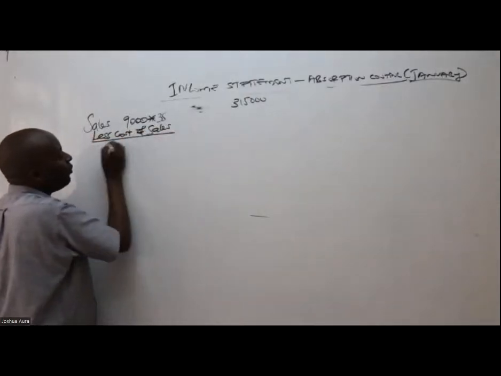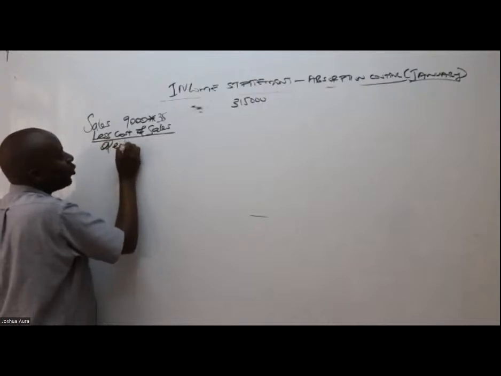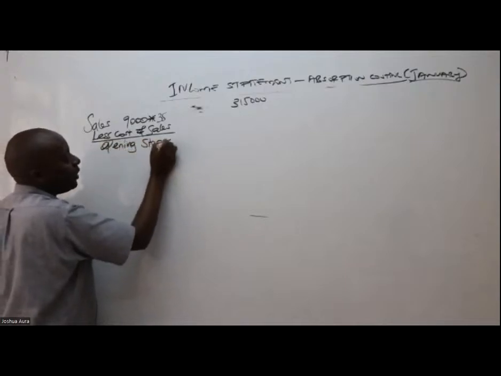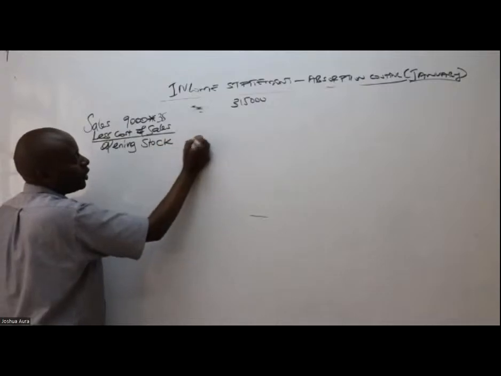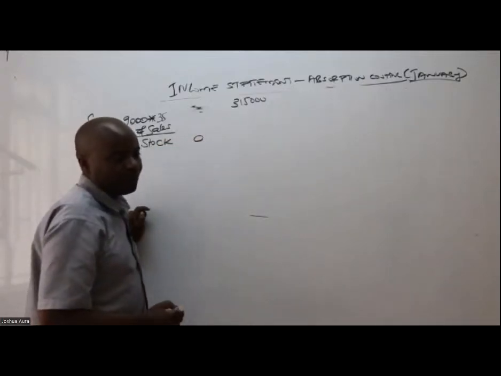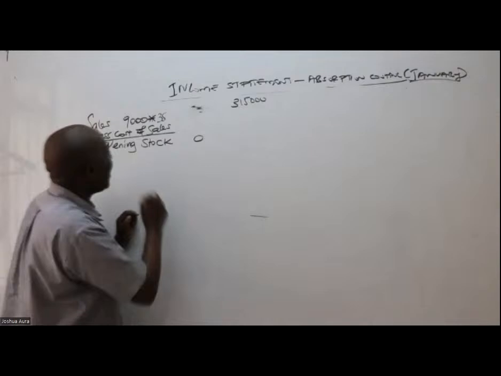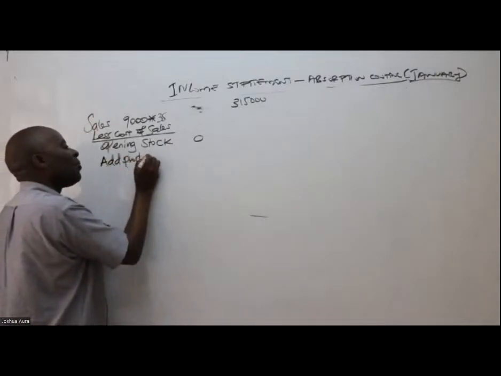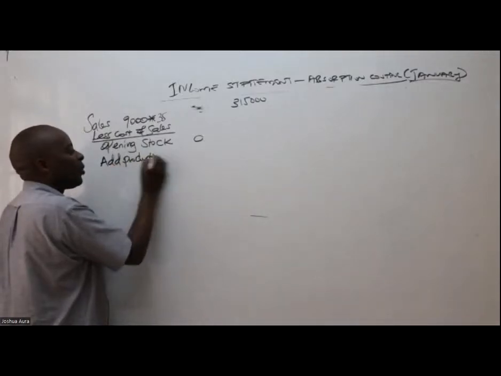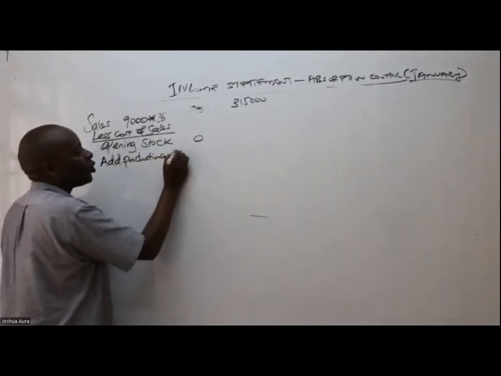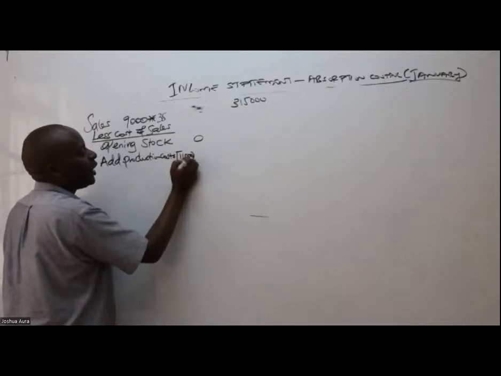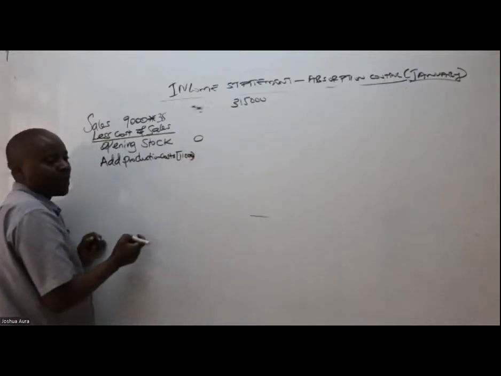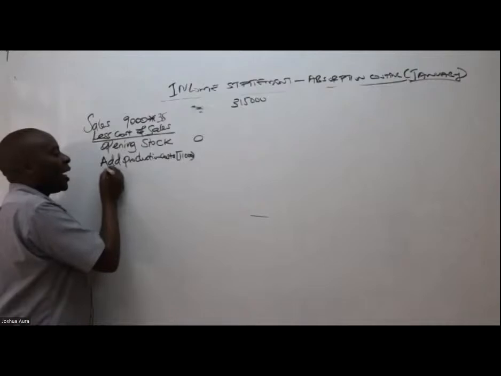Where cost of sales, if you can remember, we normally start with opening stock. In this particular question, there is no opening stock. We come and add what here? Purchases, but remember these are production firm, so we add production cost. And it's not lost on me that these guys produced 11,000 units.